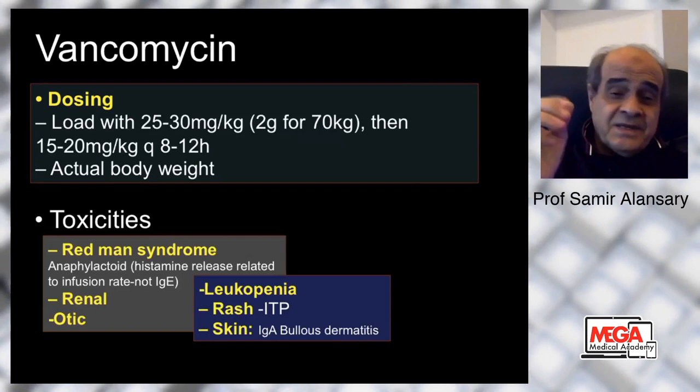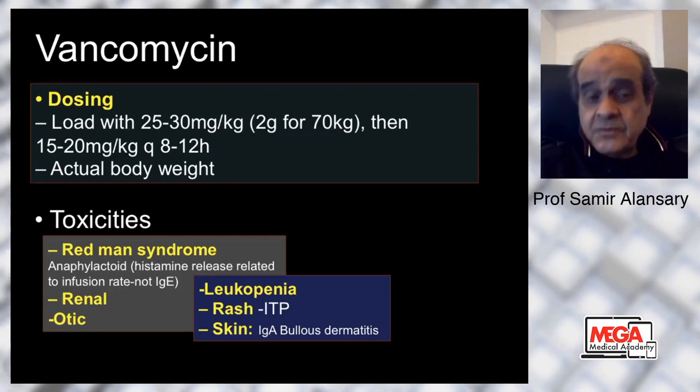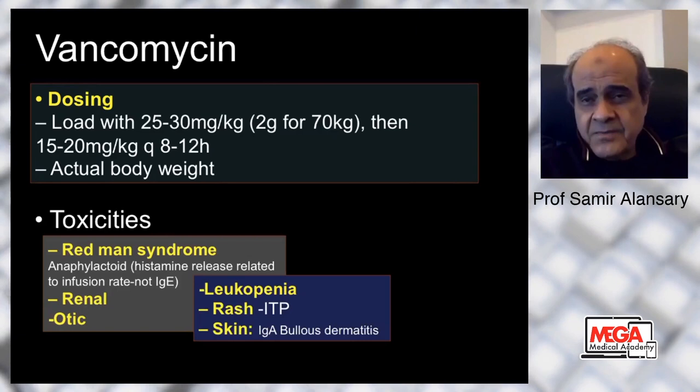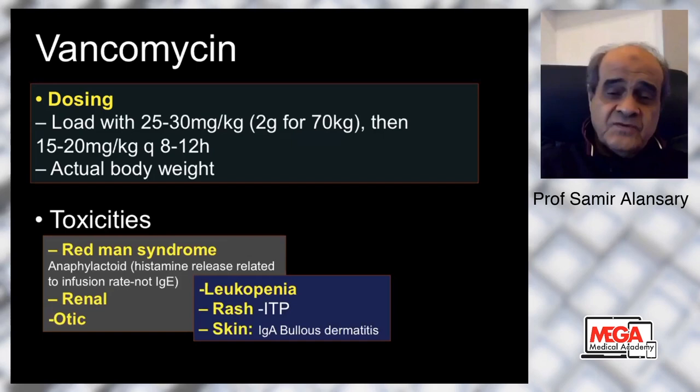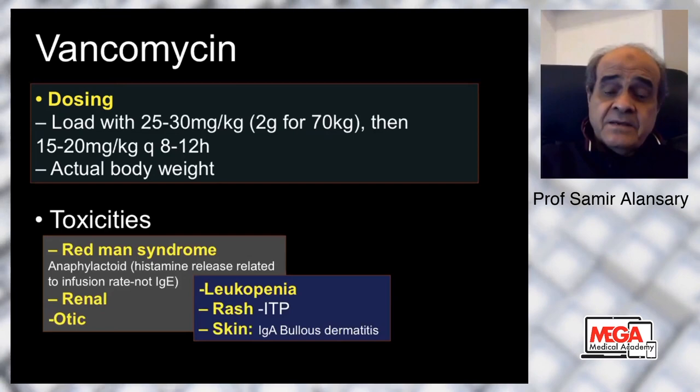Don't forget the leukopenia, which can be caused by vancomycin. Don't forget ITP. Most immune thrombocytopenic purpura, or immune thrombocytopenia, occurs due to drugs. One of the most common drugs is vancomycin, and linezolid can cause some sort of thrombocytopenia. Linezolid causes slow bone marrow suppression, as we say. Vancomycin may cause linear immunoglobulin A bullous dermatitis.